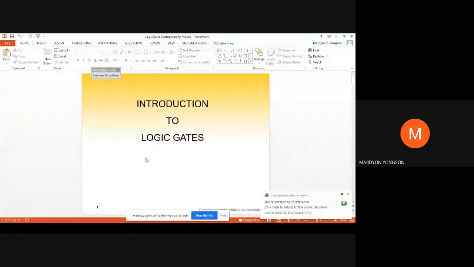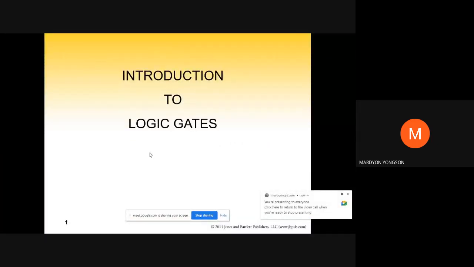Okay, for next lesson, for this week, since week 5 na tayo, so ayan, we were going to tackle more on about logic gates. I will re-share my screen. Ayan, can you confirm kung meron na kayo nakikita sa screen? Yes po, sir. Okay, so introduction to logic gates.